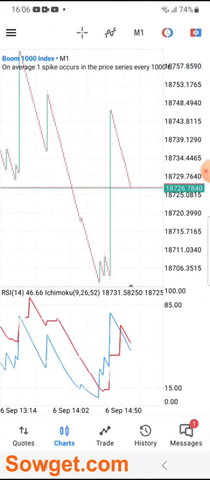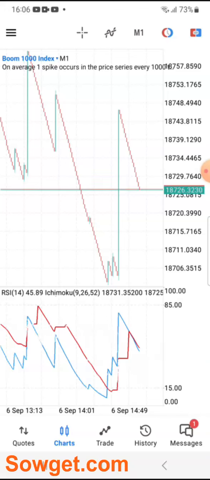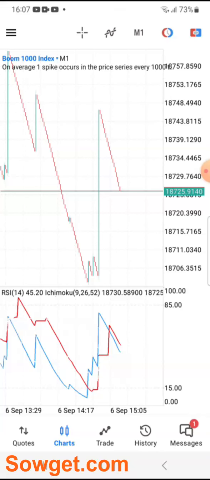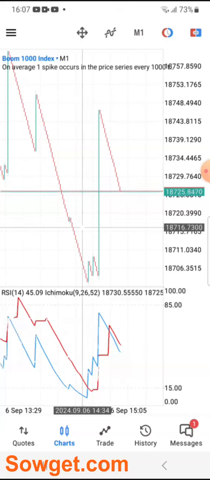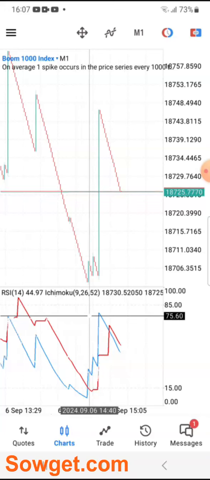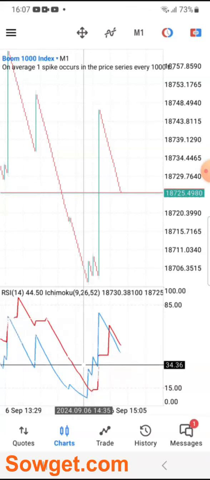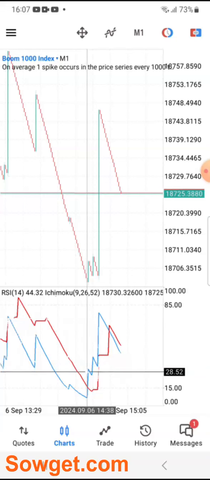If you notice on my chart here, this blue line is the RSI and this red line is the Ichimoku. This is the Boom 1000 index here. If you look at the RSI, you can see that it has gotten below 15, which is the oversold region, and the Ichimoku, the red line, is also below this 15. Whenever you notice that the Ichimoku and the RSI are below this 15 for Boom 1000 or Boom 500, then the next thing you need to do is just wait for a single spike. That moment, a spike for your boom is going to occur.